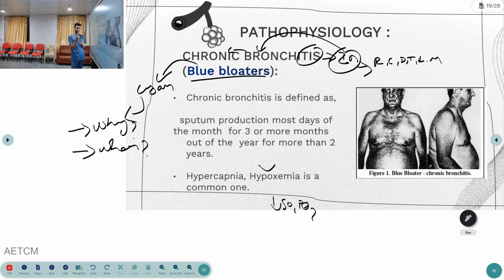When? Cyanosis will occur when the deoxygenated hemoglobin level reaches more than 5 grams per deciliter; automatically the bluish discoloration will occur. That is the answer for when. Why? What is the reason for that? Cyanosis mainly occurs in the early stages in the nail bed and the oral mucosa. That is the common initial site.